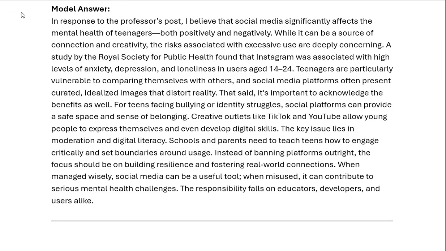Model answer. In response to the professor's post, I believe that social media significantly affects the mental health of teenagers both positively and negatively. While it can be a source of connection and creativity, the risks associated with excessive use are deeply concerning. A study by the Royal Society for Public Health found that Instagram was associated with high levels of anxiety, depression, and loneliness in users aged 14 to 24.